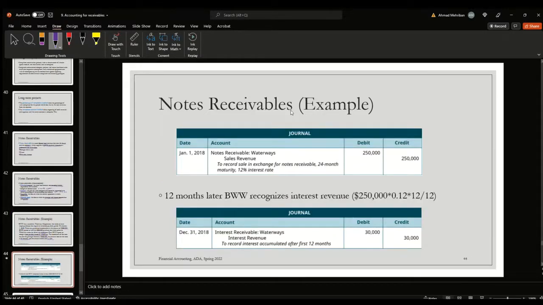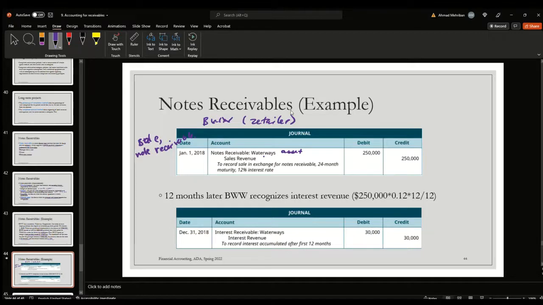So the very first entry that we will make is the recognition of the sale and notes receivable. Again, we're doing this entry from the perspective of BWW, the retailer. So notes receivable is debited because they now have the asset. Don't forget, this is for the retailer, it is the asset. And sales revenue is credited because they have sold an item for $250,000.